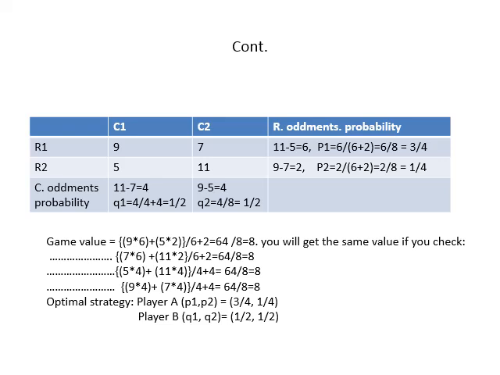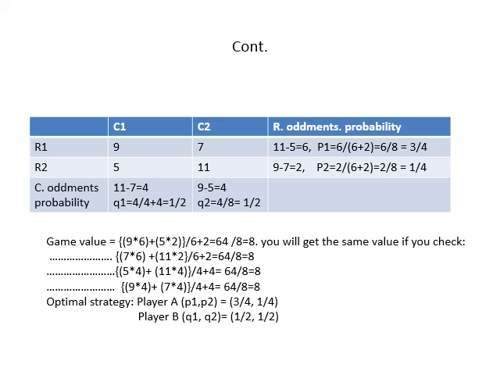The third option. Okay. Look again at the row 2. 5 times 4, let's check, plus 11 times 4. 5 times 4 equals 20, 11 times 4 equals 44, 20 plus 44 equals 64, over 4 plus 4, which equals 8, and the result is 64 over 8 equals 8.